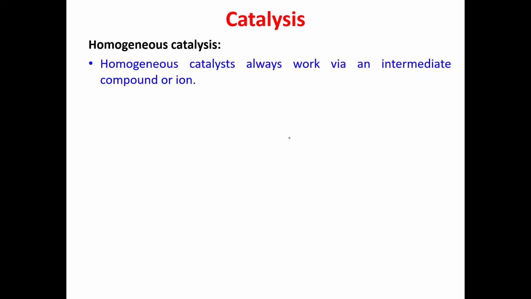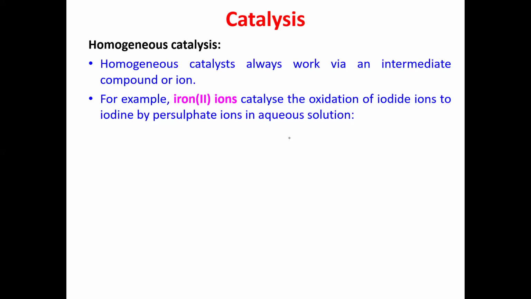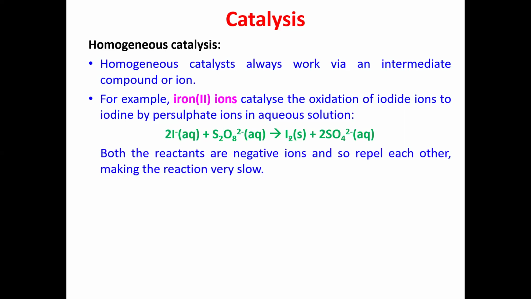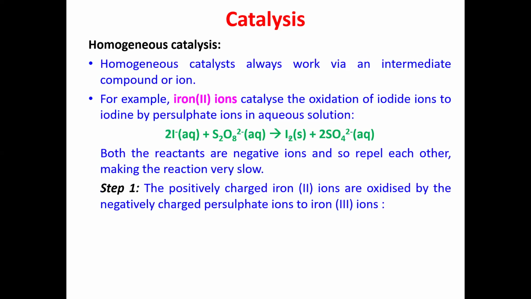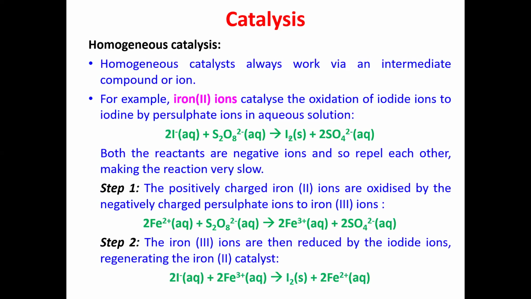Then homogeneous, this is again very famous. Some of the examples, especially iron 2 ions. Normally, S2O8 and I minus cannot react because they are like charges. So we introduce iron ions which first react with S2O8, which forms Fe3 plus, and then Fe3 plus comes back to its original state, but then I minus is there to change its oxidation number.